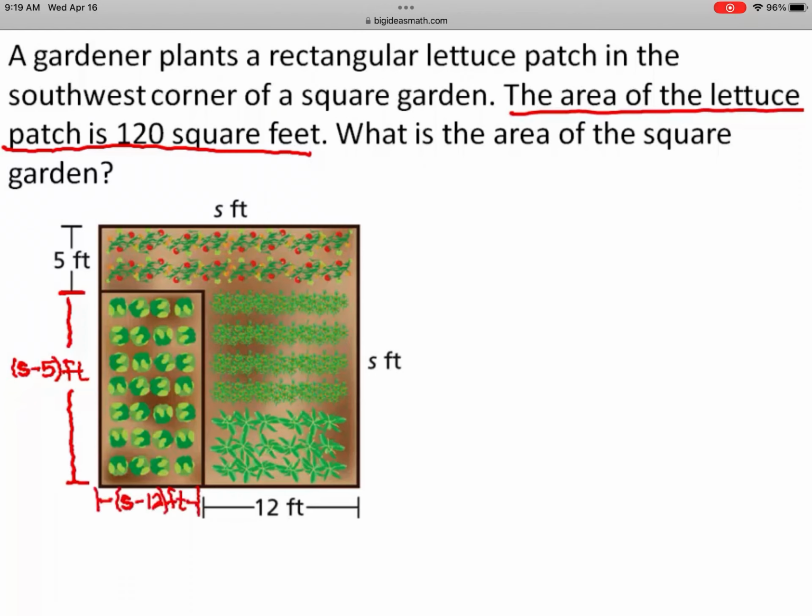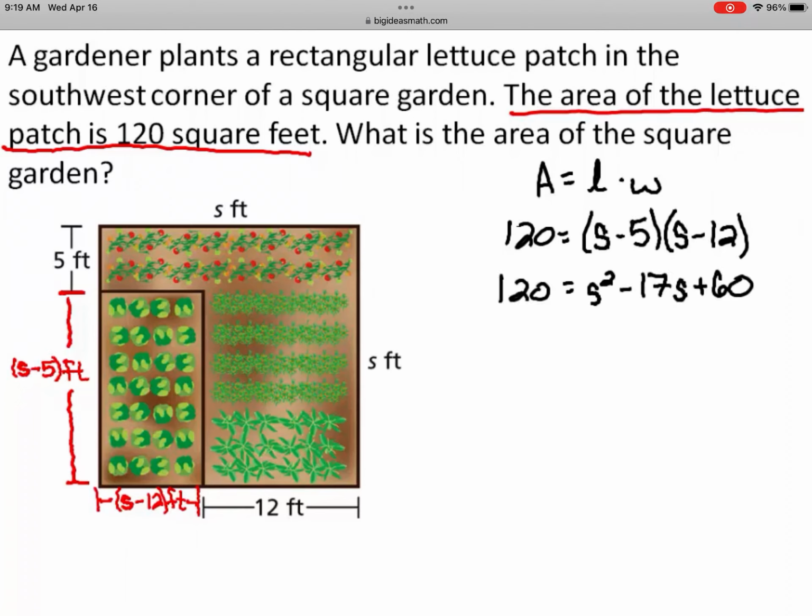The equation for the area of a rectangle is area equals length times width, or A equals L times W. Substituting 120 for A, the quantity s minus 5 for L, and the quantity s minus 12 for W, you get 120 equals the quantity s minus 5 times the quantity s minus 12. The quantity s minus 5 times the quantity s minus 12 equals s squared minus 17s plus 60.